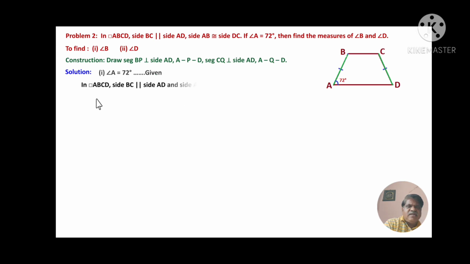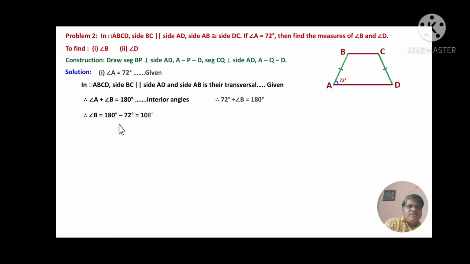Angle A is 72, given. In quadrilateral ABCD, side BC is parallel to side AD and side AB is the transversal. Therefore, angle A plus angle B is 180, since these are forming the interior angles. Now substitute the value of angle A: 72 plus angle B is 180. Therefore, we will get angle B is equal to 180 minus 72, that is 108 degrees. Now we get the value of angle B is equal to 108.